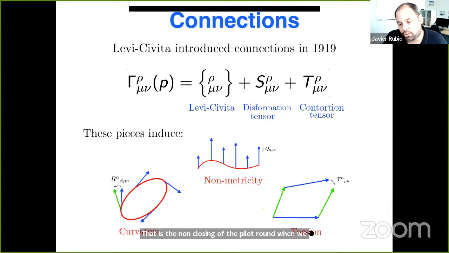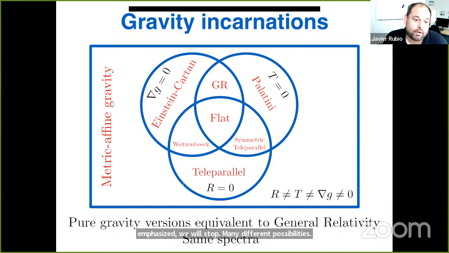So given these three elements, a priori one has, as was emphasized in the previous talk, many different possibilities of constructing a theory of gravity. Beyond general relativity, we have Palatini theories, that are theories without torsion, but with non-metricity. We have teleparallel theories, that are theories formulated in flat space, but with torsion and non-metricity. And Einstein-Cartan theories, that are theories that are metric compatible, but contain torsion. Okay? And of course, all the different intersections that fall into this general category of metric affine gravity.